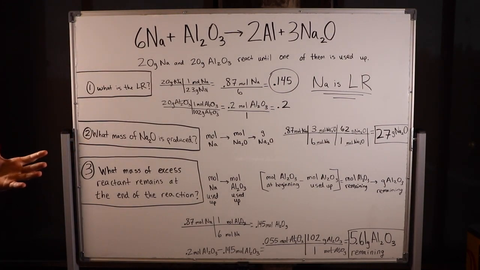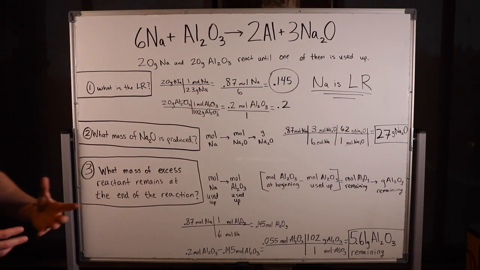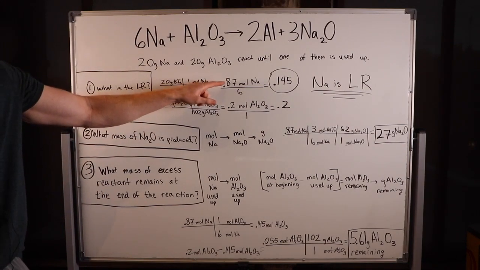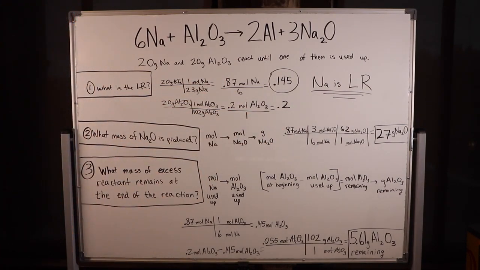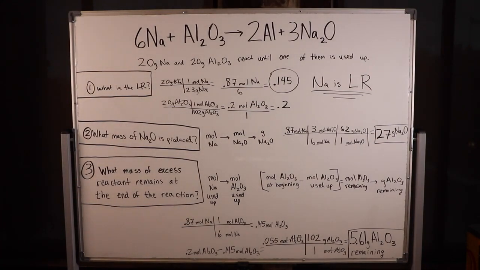Note here that the sodium is what limited the production of sodium oxide. If we had just had more sodium, we could have made more, but this is what limited our reaction. Okay, the final question here is what mass of excess reactant remains at the end of the reaction? So think about which is going to be the excess reactant.